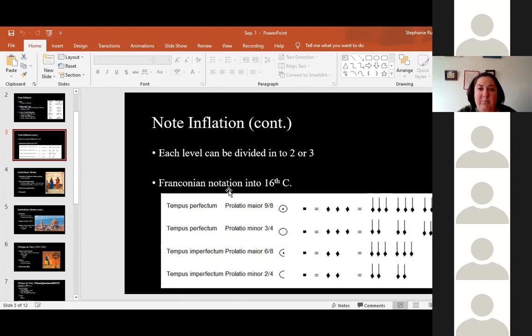So time and prolation are the 2 levels I care about you knowing. Maximodus and modus, not so much. It's good if you know that they're a thing, but you don't really have to worry about them. Time and prolation are the 2 levels that we are concerned about as modern musicians. Does everyone feel good about that? Good. Okay.